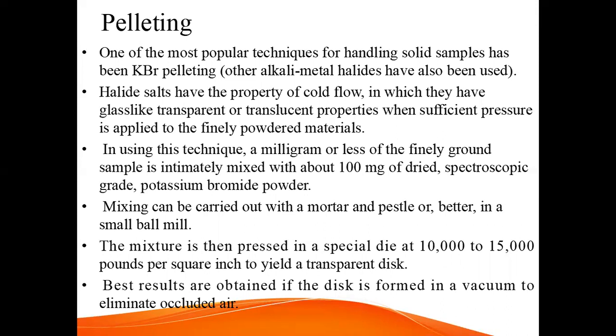In using this technique, a milligram or less of the finely ground sample is intimately mixed with about 100 milligrams of dried spectroscopic grade potassium bromide powder. Mixing can be carried out with a mortar and pestle or better in a small ball mill. The mixture is then pressed in a special die at 10,000 to 15,000 pounds per square inch to yield a transparent disc. Best results are obtained if the disc is formed in a vacuum to eliminate occluded air.